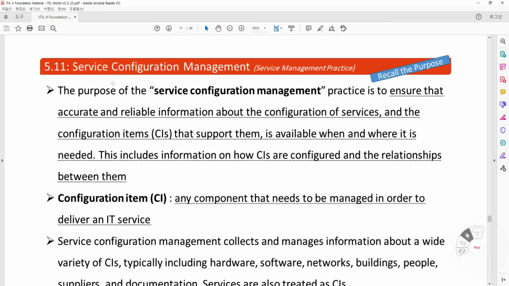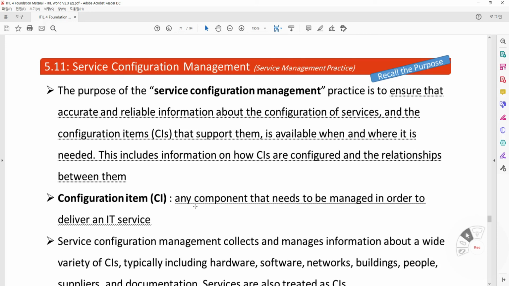Service configuration management. The purpose of the service configuration management practice is to ensure that accurate and reliable information about the configuration of services and the configuration items, CI, that support them is available when and where it is needed. This includes information on how CI are configured and the relationship between them.